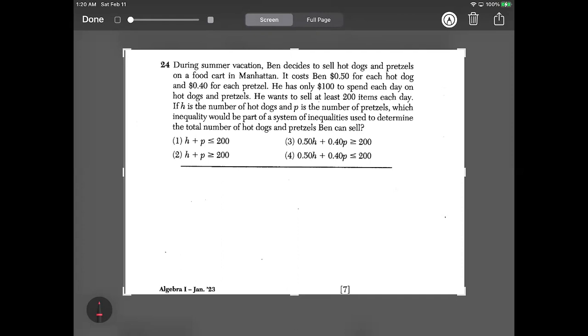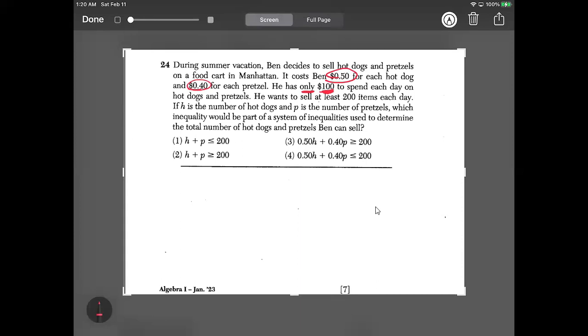So let me read this and then let me show you the things that you need to look at for this question. First thing it says, during the summer vacation, Ben decides to sell hot dogs and pretzels on a food cart in Manhattan. It costs Ben 50 cents for each hot dog and 40 cents for each pretzel. He has only $100 to spend. So let me kind of circle some of these numbers. He has 50 cents for each hot dog, 40 cents for each pretzel, and he has only $100 to spend on hot dogs and pretzels. So he only has $100.